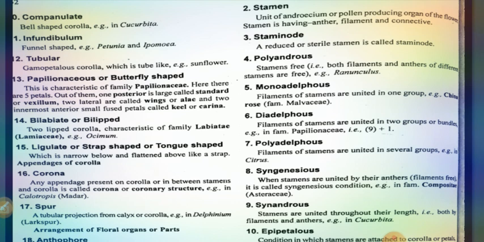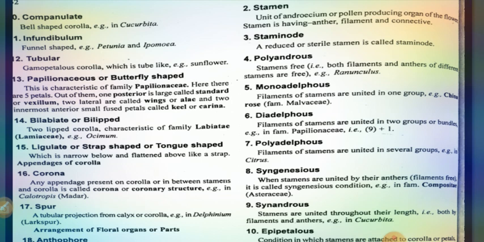And the tubular form is mainly a gamopetalous corolla. Gamopetalous means the united form of the corolla, and polypetalous means the petals are freely situated. In the gamopetalous corolla, this is a tube-like structure, that's why this is known as the tubular form. The best example is the sunflower. It is mainly seen in the sunflower, the tubular shape of the corolla.